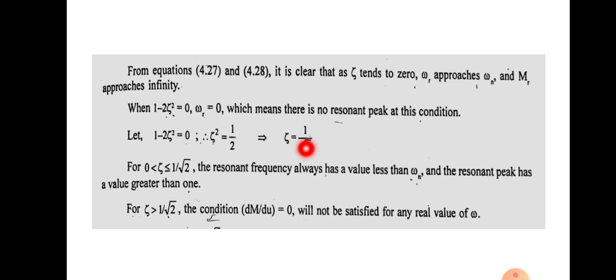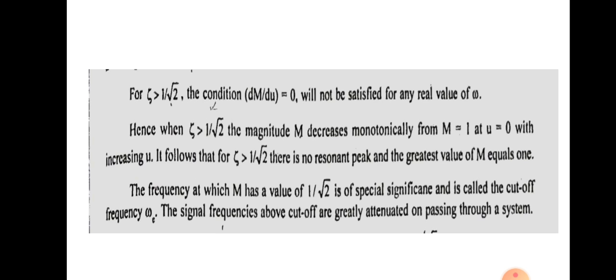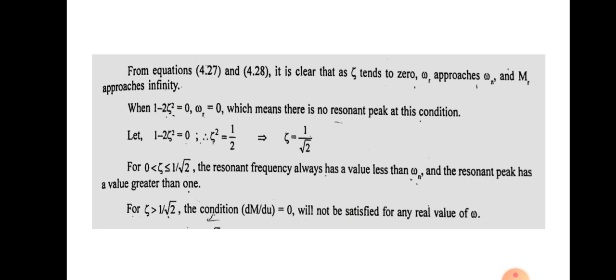So when it becomes like this, we have the equation of omega r equal to omega n into the square root of this quantity, and this quantity equals 0. That means omega r will become 0. That is, at epsilon equal to 1 by root 2, omega r becomes 0. So we have one condition, epsilon equal to 0, omega r equal to omega n. Similarly, when epsilon equals 1 by root 2, omega r will become 0.